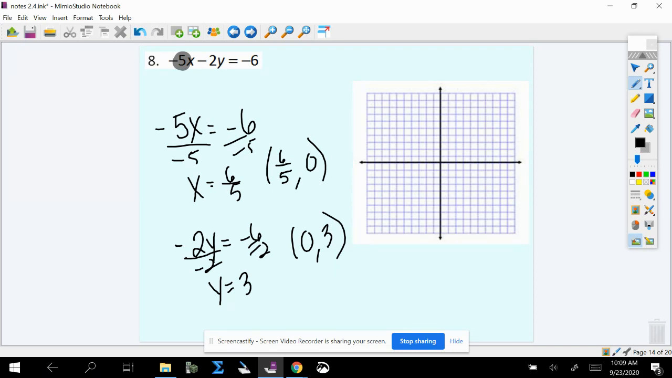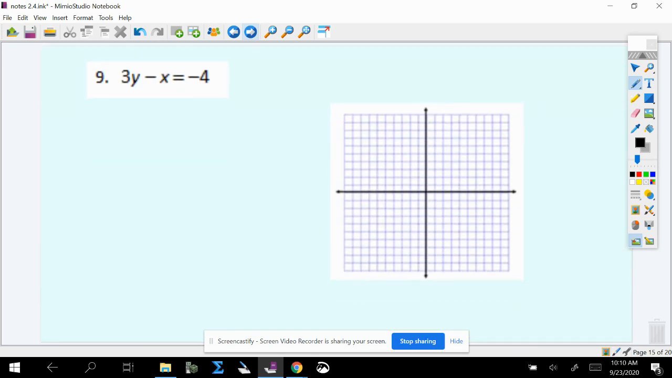So on my graph, let me see the best way. Maybe I can draw it like this. I'm going to go to 0, 3. So that's on the y-axis here. And then 6/5 is a little bit bigger than 1. So I'm going to go right about here. Let me see if I can make these a little bit bigger. So here and here. And then I'm going to connect the dots. And that is my line graphed with the y and x intercepts.